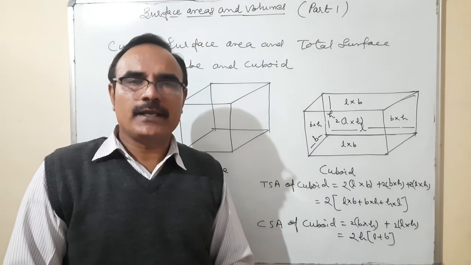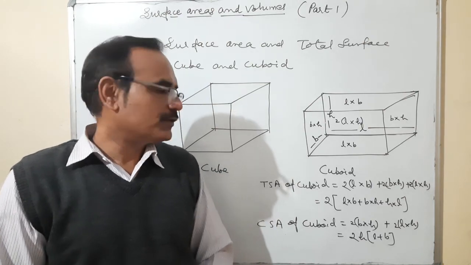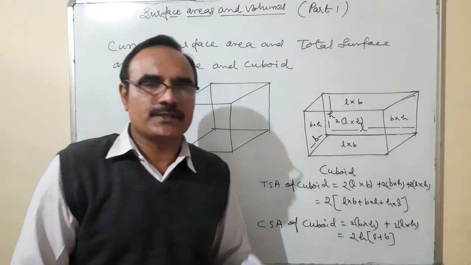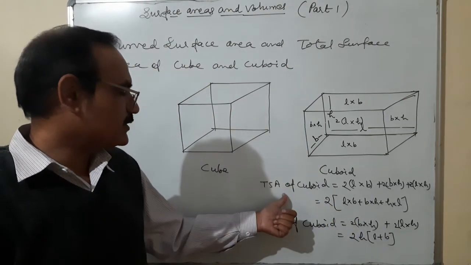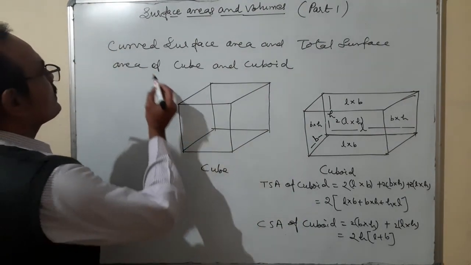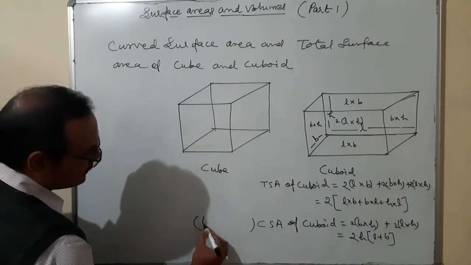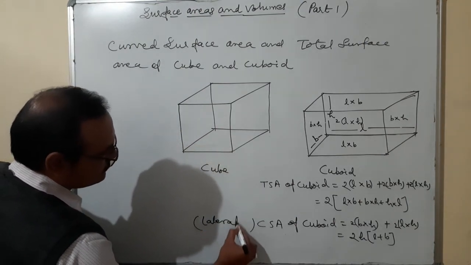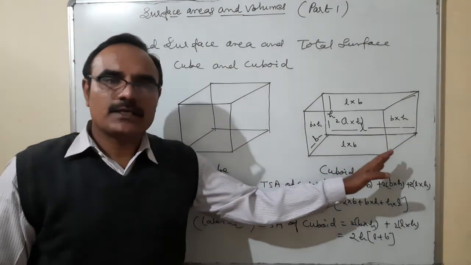So what is cuboid? It is a shape in which length, breadth and height are different. And we are going to find the areas TSA and CSA. T is for total surface area, curved surface area, and the second name of the curved surface area is lateral surface area also. Curved or lateral surface area. Okay, so this is the cuboid.